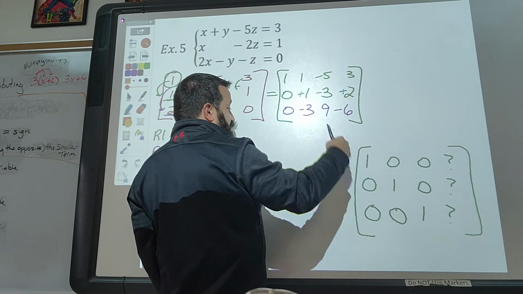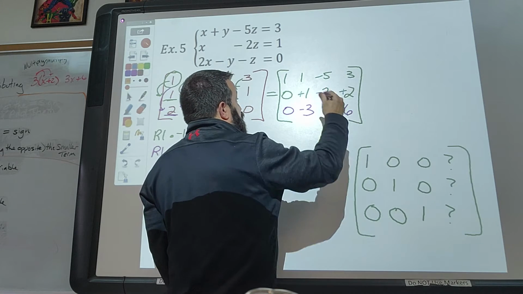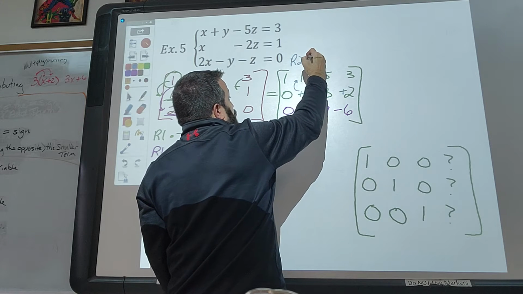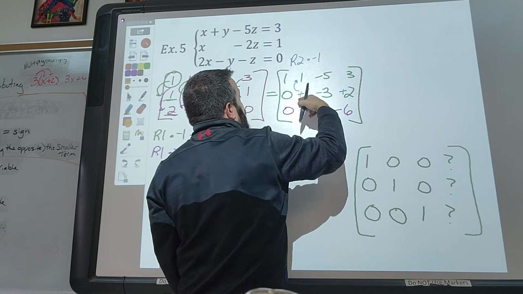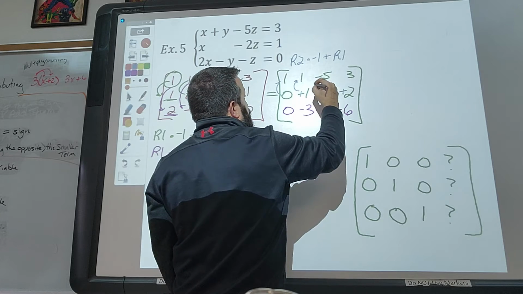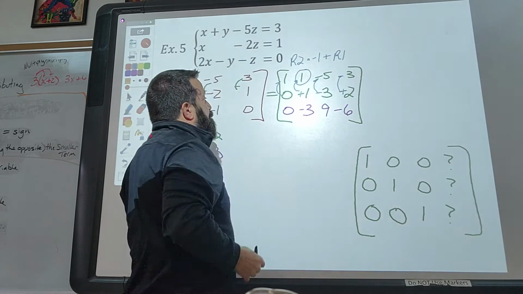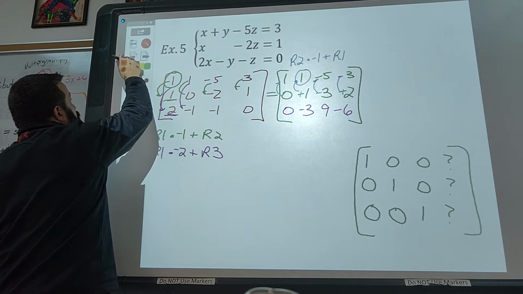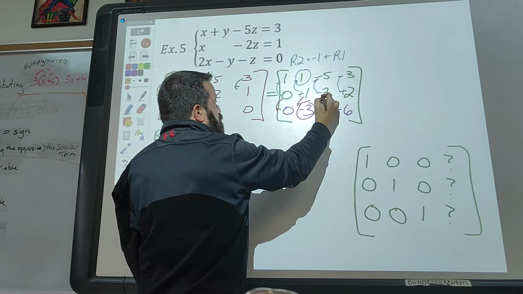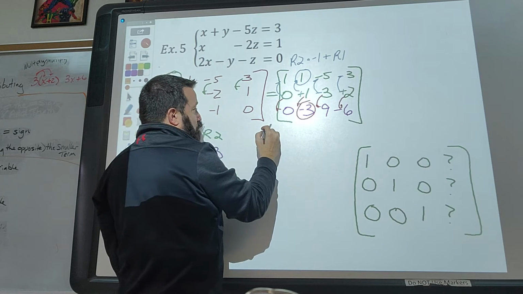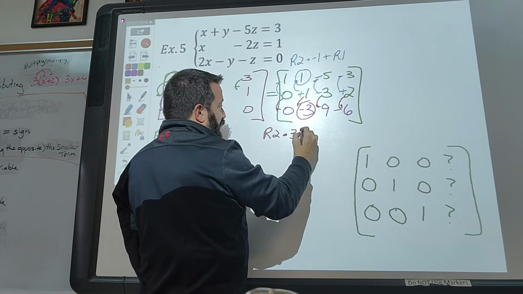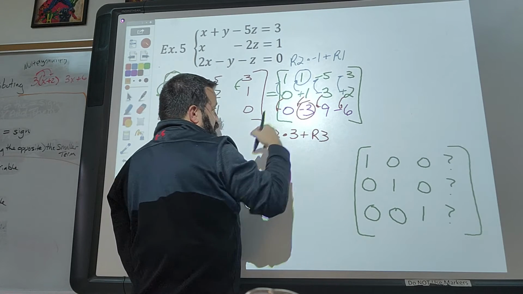So now I need to get the zeros in this column. So I'm going to take this 1, I'm going to take row 2 times negative 1 and add it to row 1 to get that to be a 0 in this spot. And then likewise, I want this to be a 0, so I'm going to take every pairing using that 1. I'm going to take row 2 again times 3 and add it to row 3 to turn that into a 0.